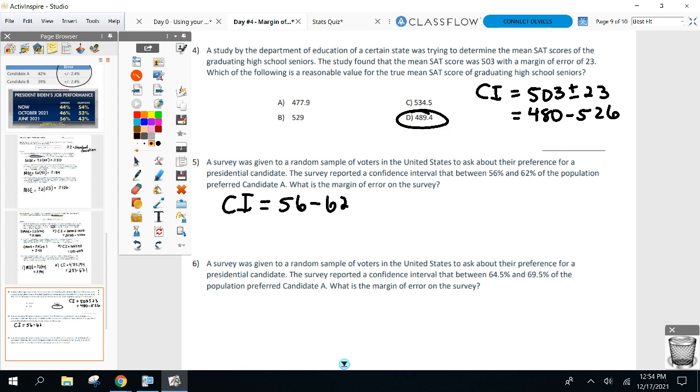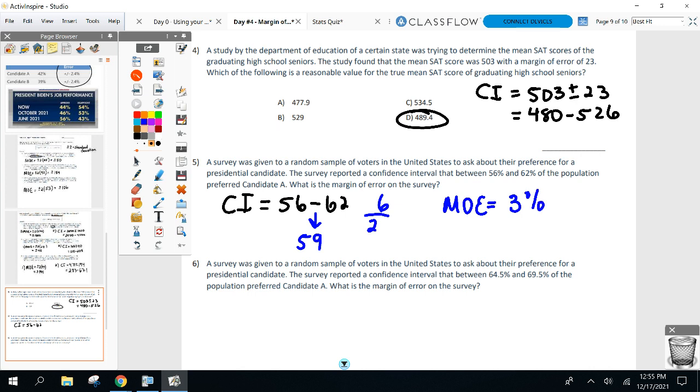Well, let's do it this way, because we did this way first period. What's in the middle? 59, right? So you tell me now. What do you have to add and subtract to 59 to get 56 and 62? 3. There's your margin of error, 3. That's what you get if you divide by 2. So the other way is to find out how far apart they are, which is subtracting them, 6, and divide that by 2. So yes, the margin of error is 3%.